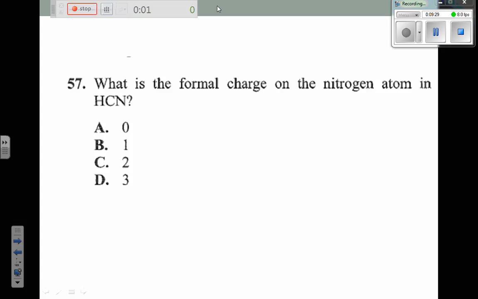Oh, and I didn't go through Lewis structures because you should have done that in the general chemistry portion. But you do need to know Lewis structures to figure out some of these answers.